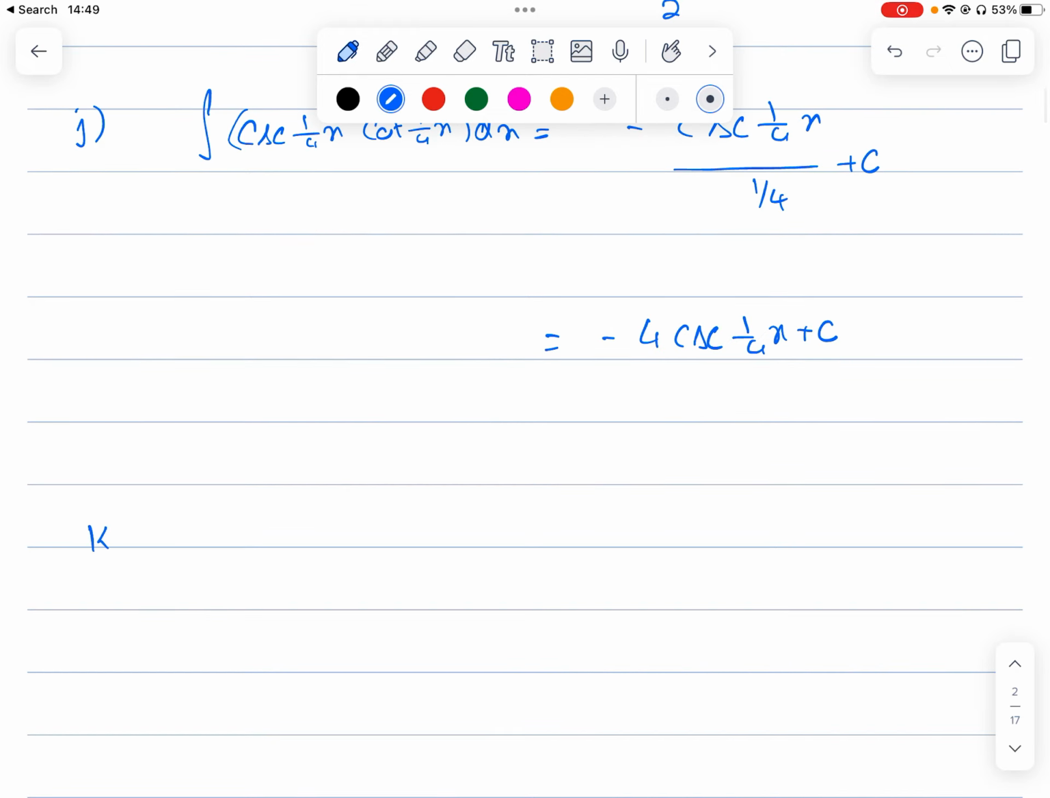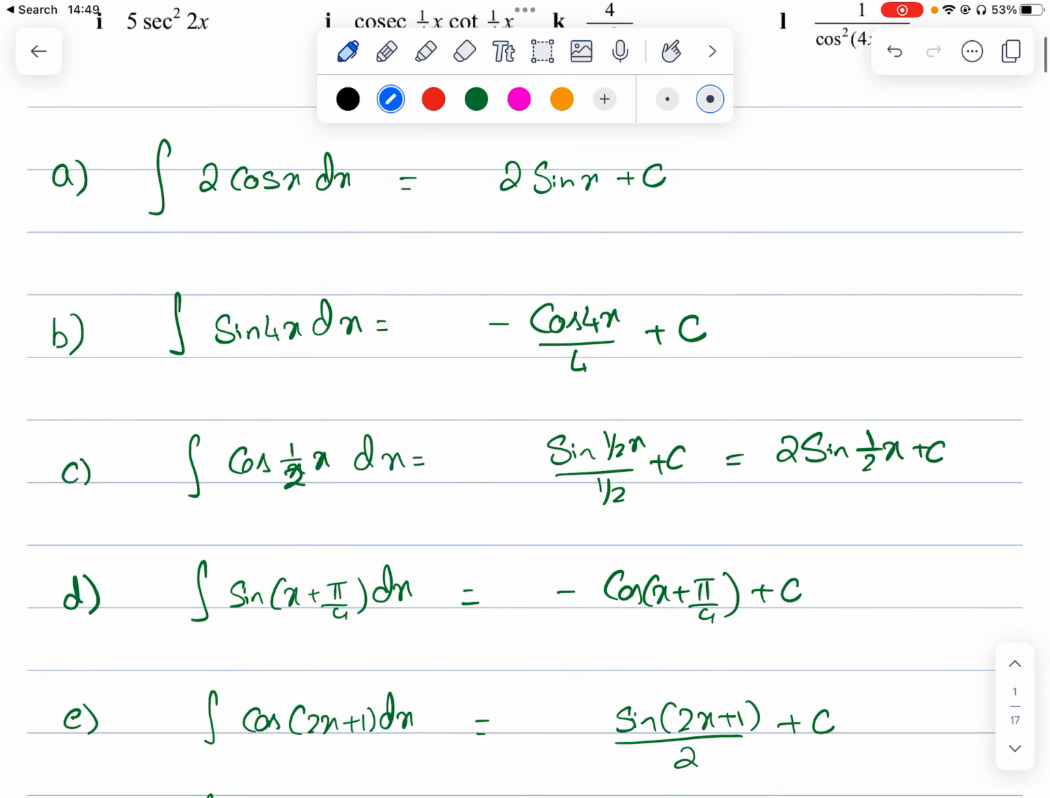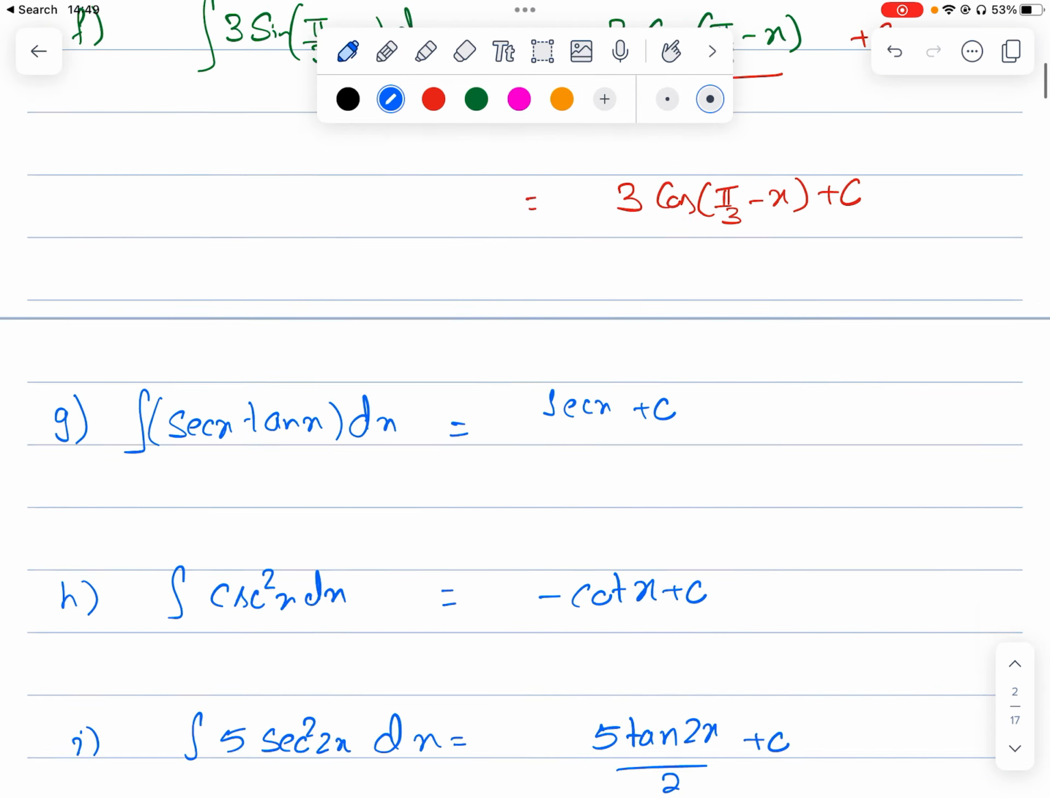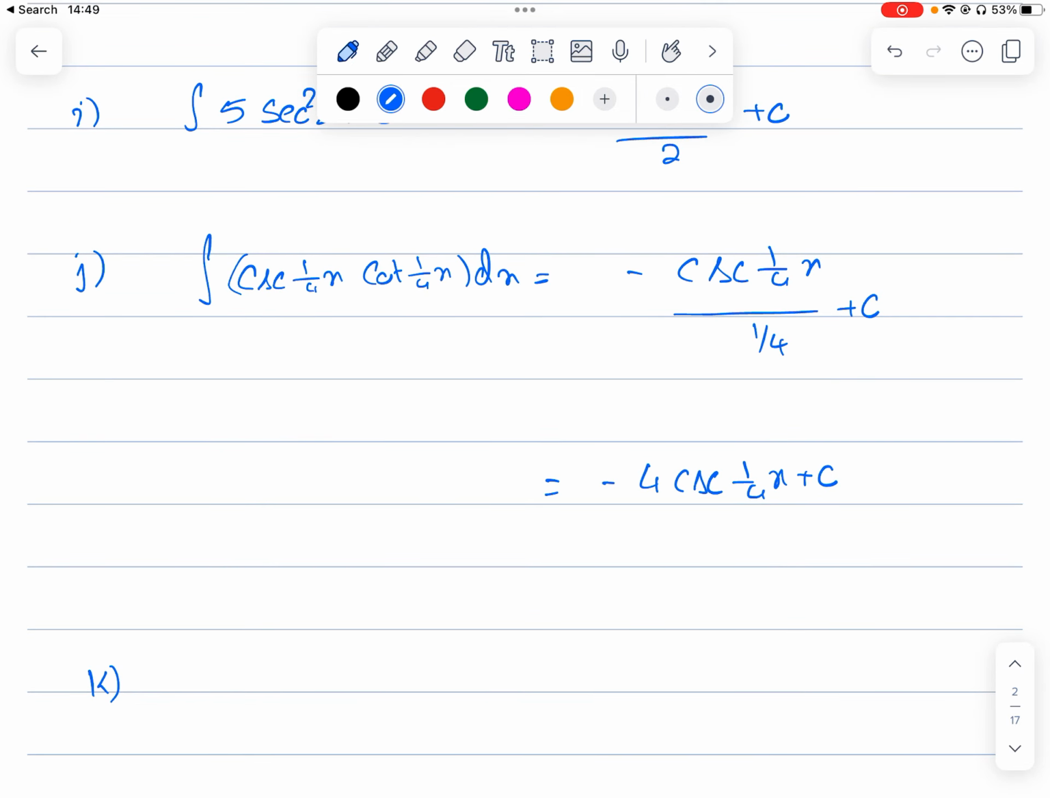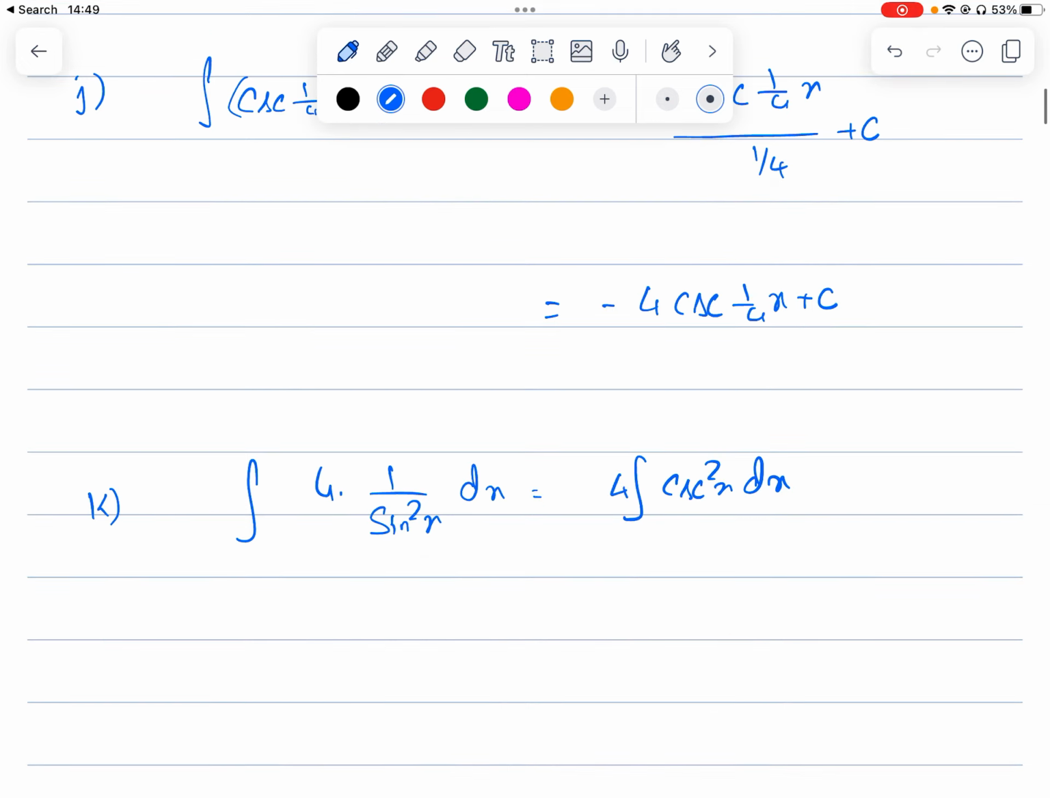Now K, integral of 4 upon sine square x. 4 times 1 upon sine square x. 1 upon sine square x is nothing but what? Cosecant square x. So 4 cosecant square x. What is cosecant square x integral? Negative cot x. So the answer is negative 4 cot x plus c.